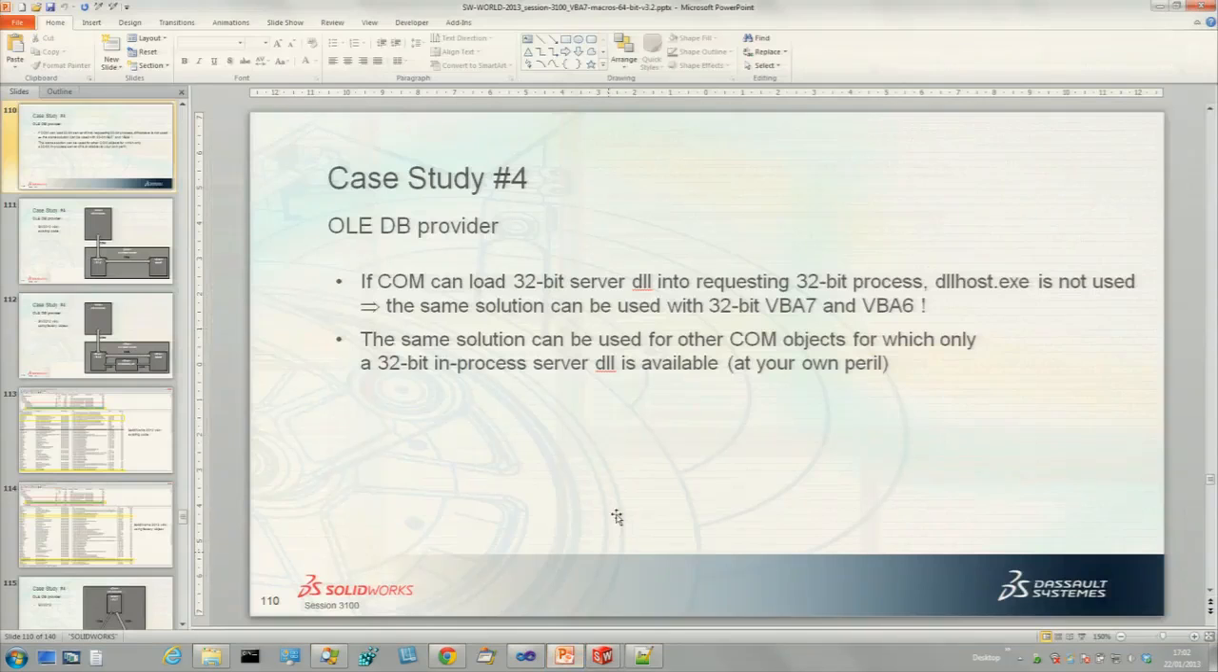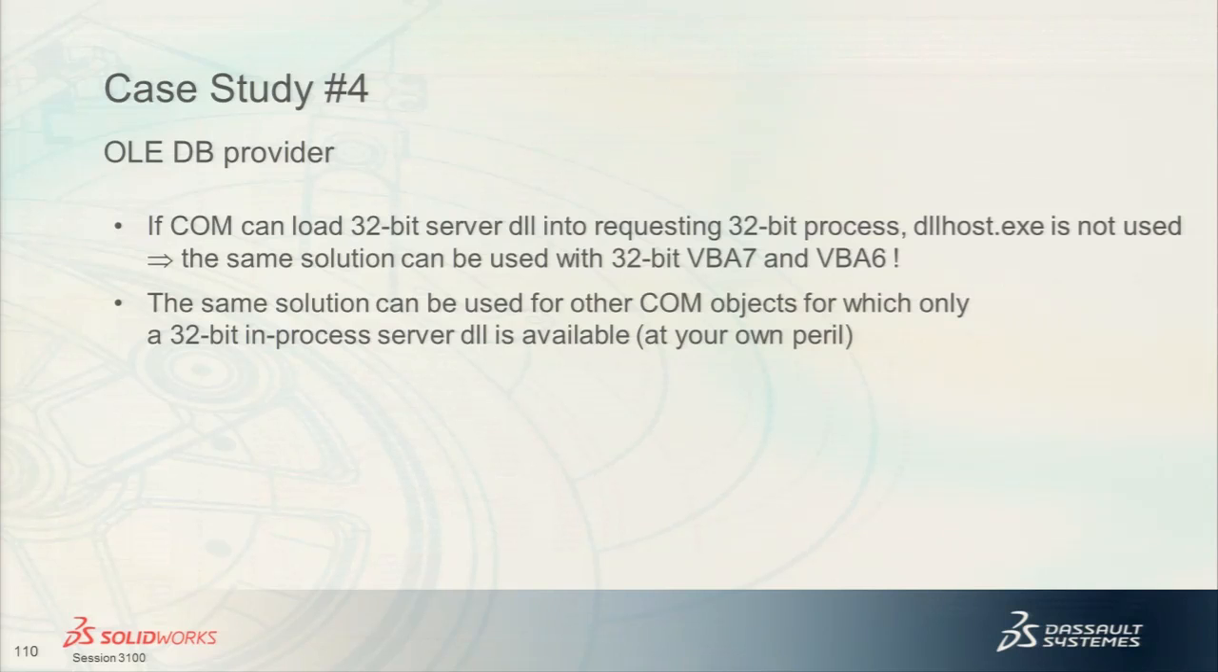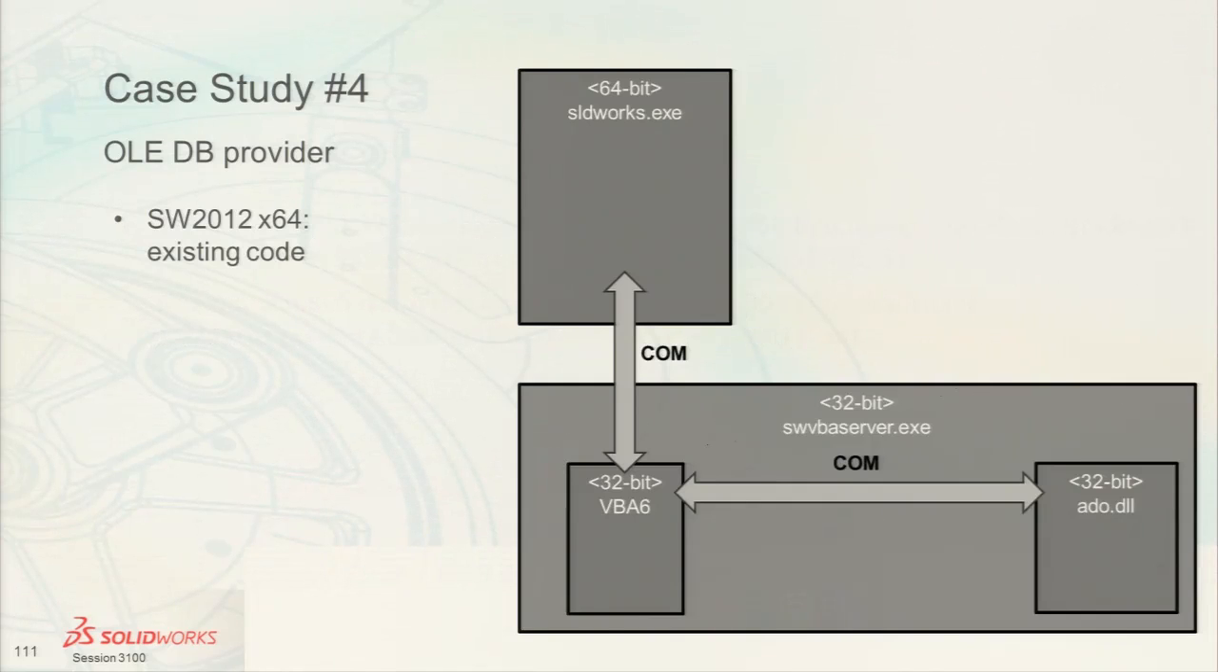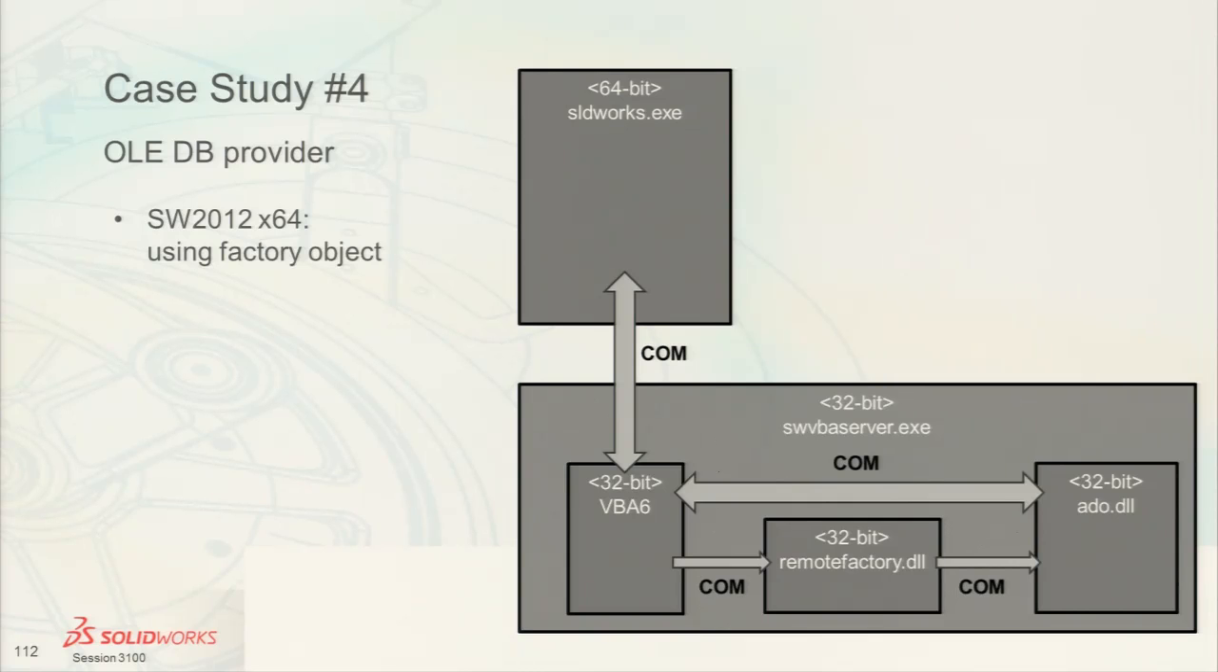And if we go back to the PowerPoint, this will actually work on 64-bit for 2012 as well. So schematically, this is what you have, right? Your VBA6 in its own process would communicate directly with the ADO DLL. Well, actually, it doesn't hurt to just use the same solution, because it's such a small object, such a small DLL. So basically, you can use the same code on both platforms if you have to support both.